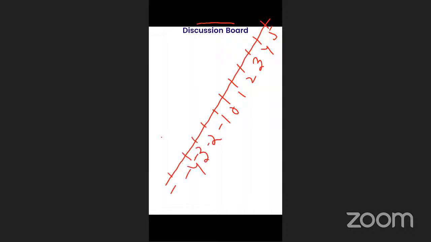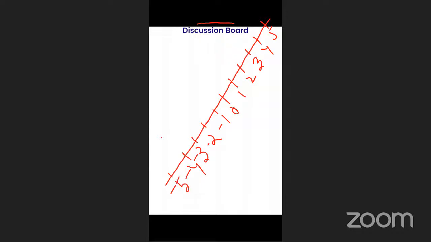Suppose it is a number line. If it is my 0, it will be plus 1, plus 2, plus 3, plus 4, plus 5. It will be minus 1, minus 2, minus 3, minus 4, minus 5.